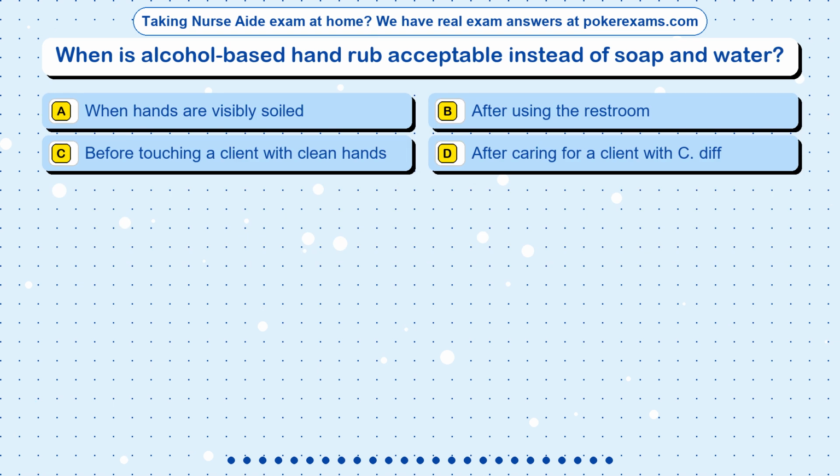Question 5. When is alcohol-based hand rub acceptable instead of soap and water? Option A, when hands are visibly soiled. Option B, after using the restroom. Option C, before touching a client with clean hands. Option D, after caring for a client with C. diff.